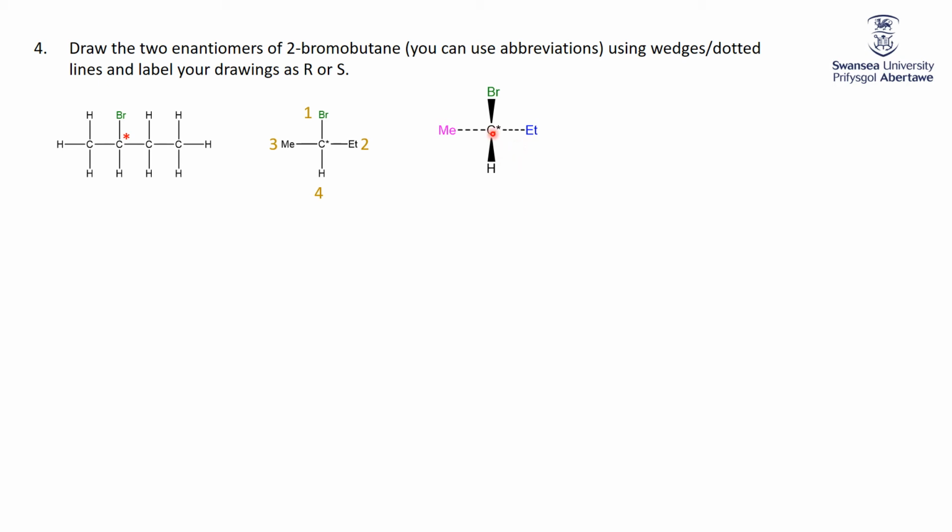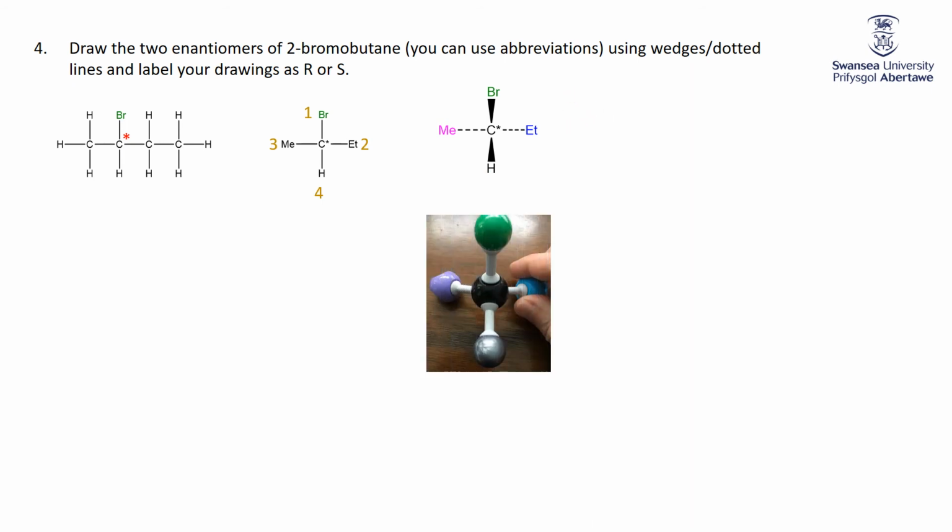Okay. Now, at this point, those of you who are really au fait with the material can say, well, okay, the hydrogen is coming out at us, so the general rules are flipped. Bromine 1, ethyl 2, methyl 3, so we're going clockwise, but because the hydrogen's coming out at us, that makes that the S. But it's always useful to have models. So let's make a little model of this one.